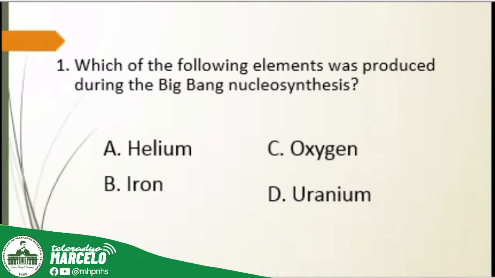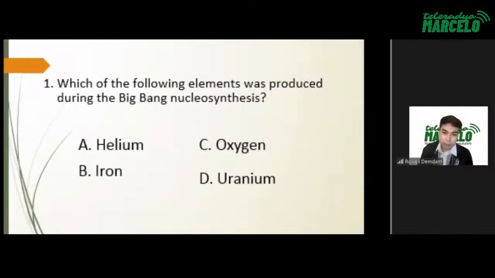Which of the following elements was produced during the Big Bang nucleosynthesis? A. Helium, B. Iron, C. Magnesium, or D. Uranium? Okay, the correct answer for number 1 is letter A, helium. So you got it right.